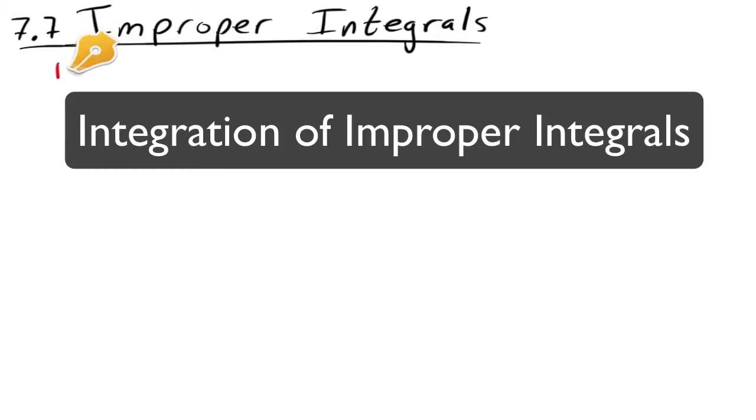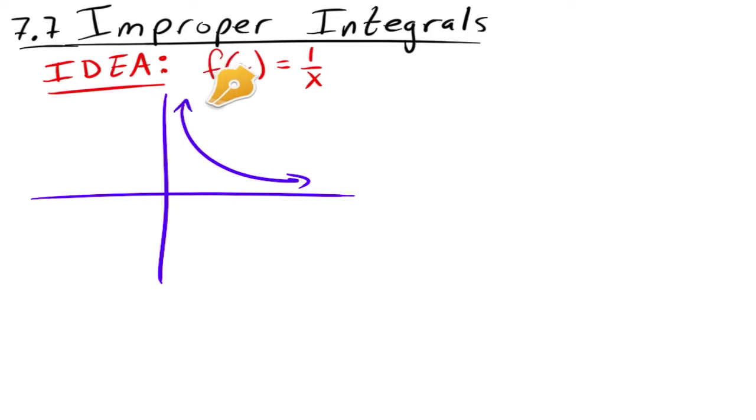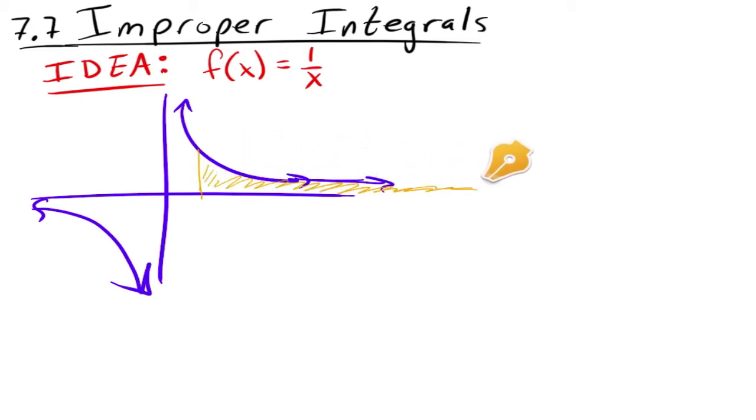So here's the idea. The idea is that we have functions that extend to infinity and beyond. For example, 1 over x is an example of a function that, if you graph it, looks kind of like this, right? And this function keeps going on forever. So if you want to find the area under the curve as it extends over here forever, you might say the area must be infinite, right? That's what your intuition would tell you. But in reality, not necessarily.